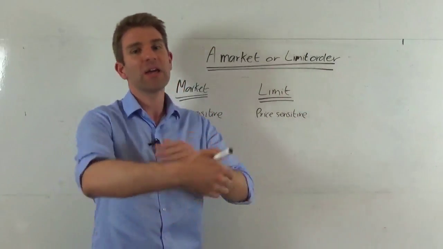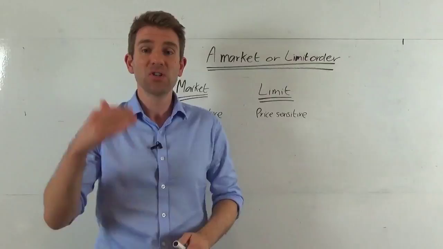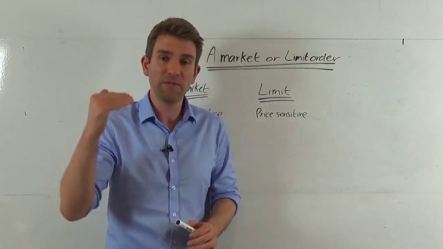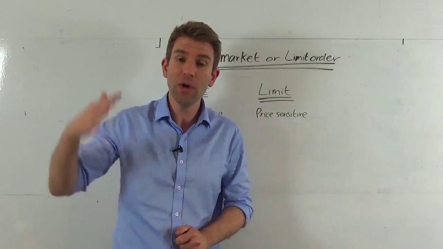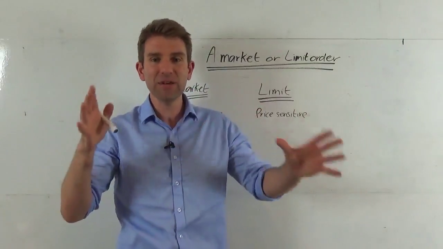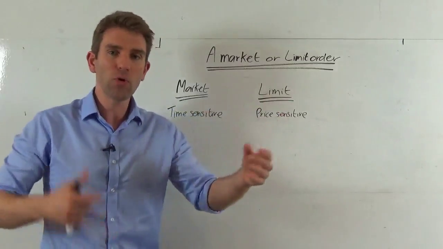A limit order, completely opposite. We're very, very price sensitive, but we're not time sensitive. So we're prepared to wait for our fill and potentially not get filled at all, but we're very, very specific on our price. If we're buying, it's got to be at our price level or below, and if we're selling, at our price level or above. So two completely different focused goals, if you like, for the order types.